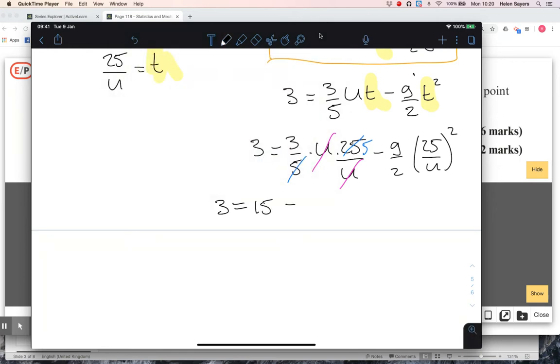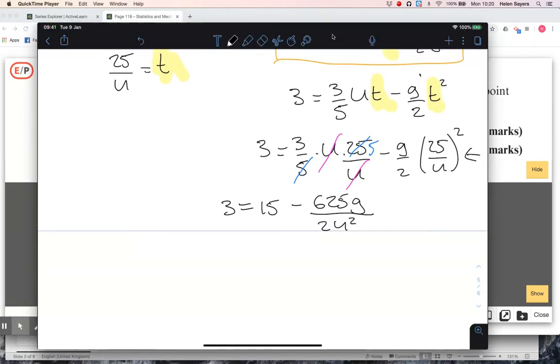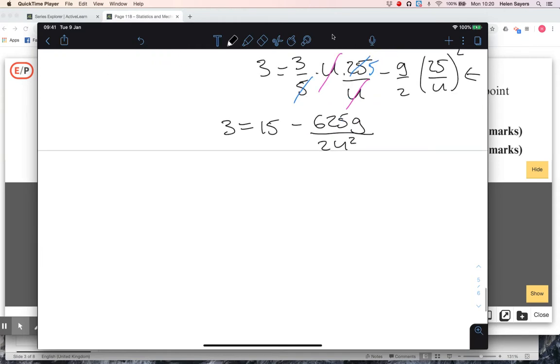And then let's square out those brackets. So, okay, so 25 squared. So I've got minus 625G. So I'm looking at this bit now. So 625G when I scale the 25 over 2U squared. Do I want it in terms of G? No, just as the value of U. So you can leave G there, or you can substitute in for 9.8, whichever you prefer. Okay, so just want to try and solve this now.